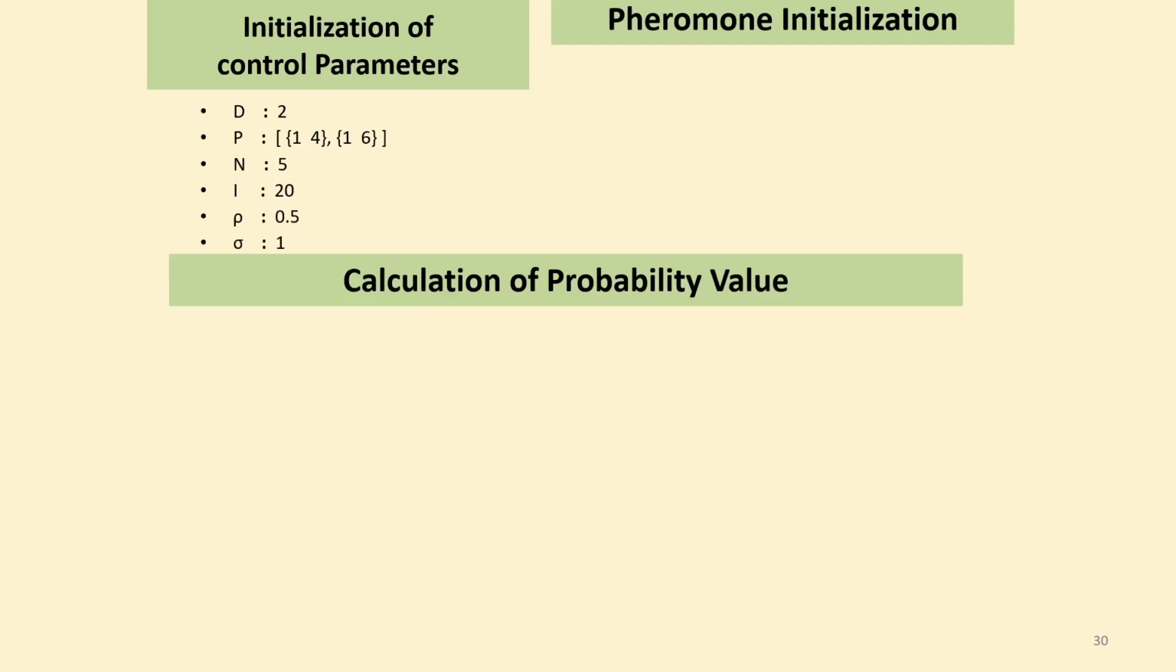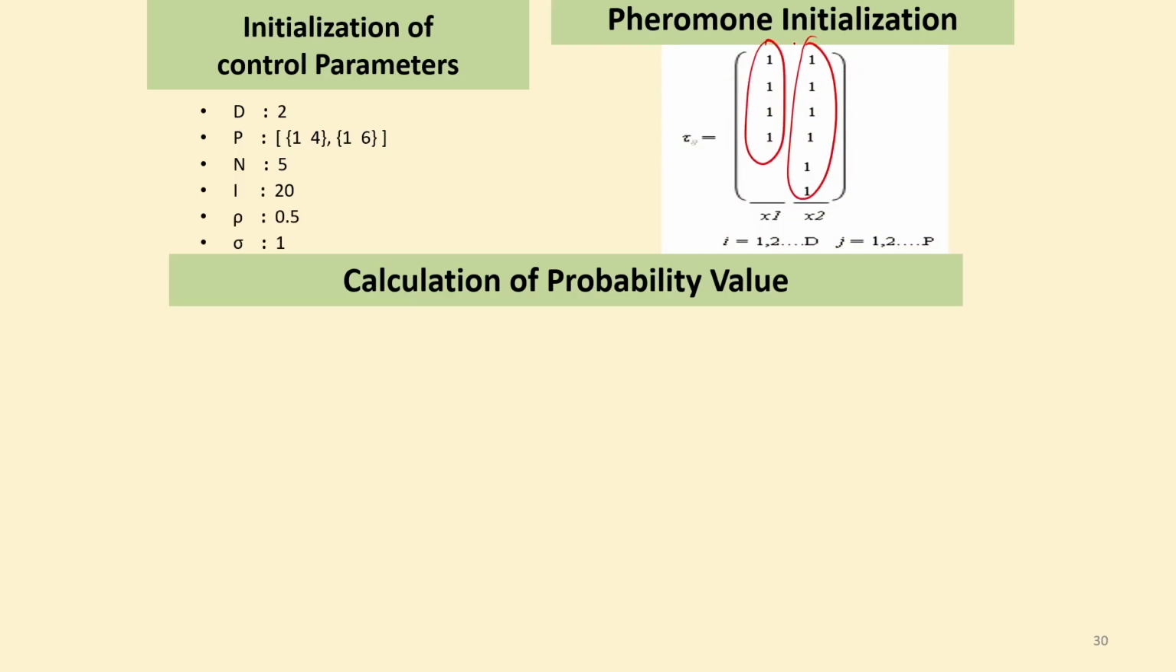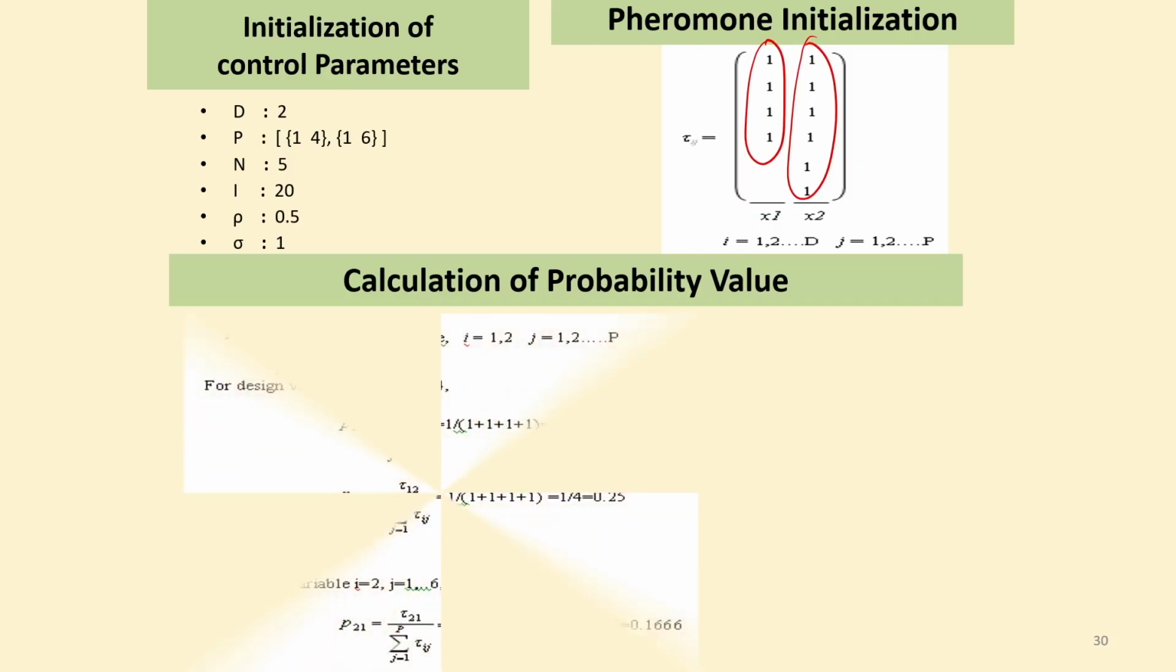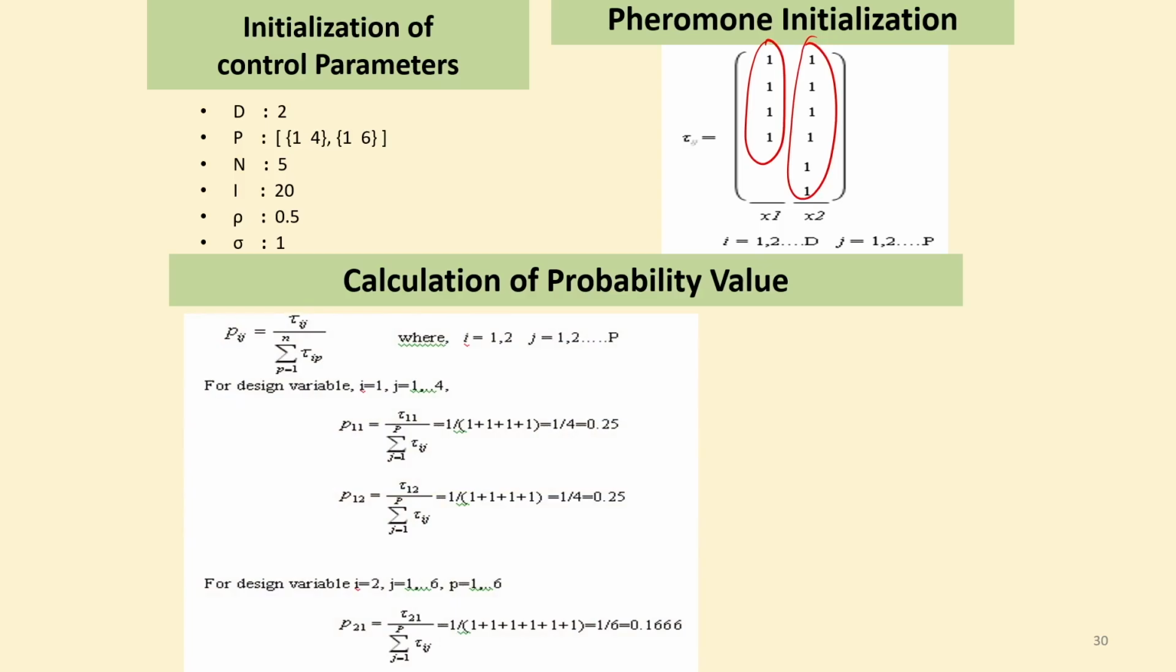So, this is the pheromone initialization, tau ij. This is for the first ant, for the two variables x1 and x2. What is the calculation of the probability value? For this probability value you have to calculate like this: 0.25, 0.25, since 1 divided by 4 ones, if you sum that, gives 0.25. And for the second variable, 0.6 is calculated. This is the calculation of the probability value next to the pheromone initialization.